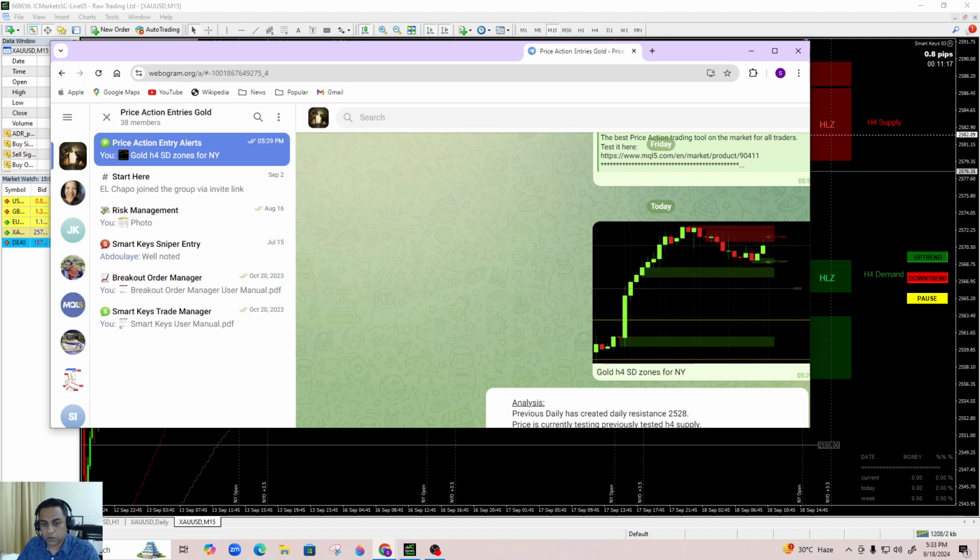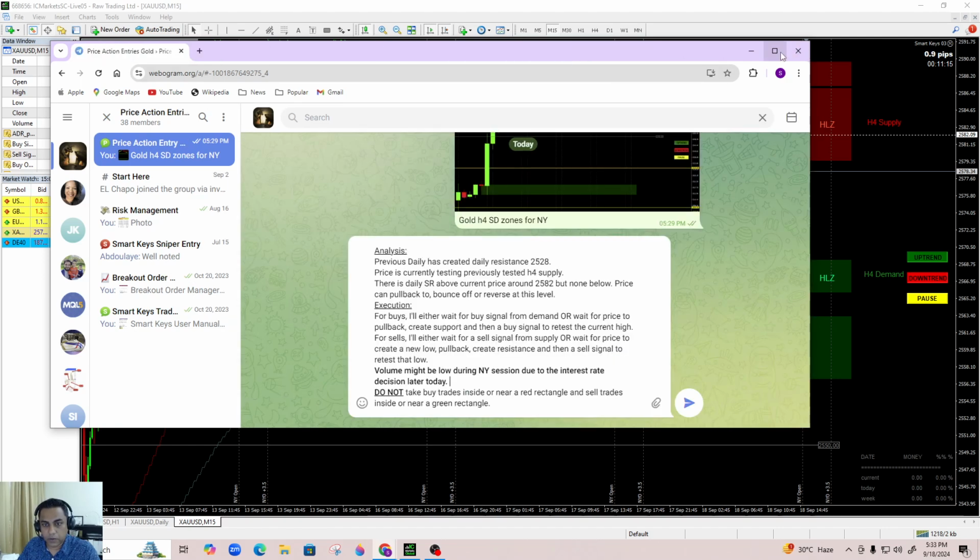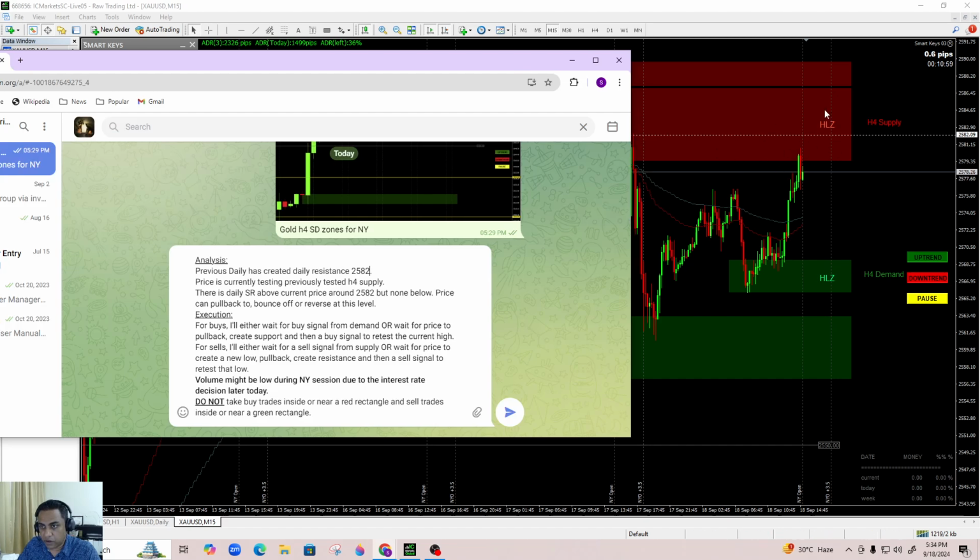Okay, so this is what we discussed. Previous daily has created daily resistance around 2582. Price is currently testing previous tested H4 supply. That's exactly what we're doing right now. There's H4 supply and price is currently testing it again. There is daily SR above current price at 2582, but there is nothing below because we are at all-time highs. So price can pull back to bounce off or reverse at this level around that area.